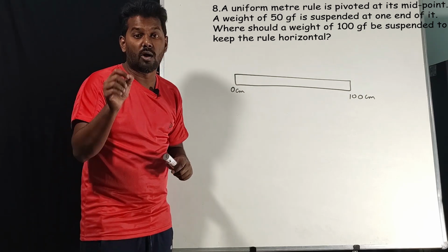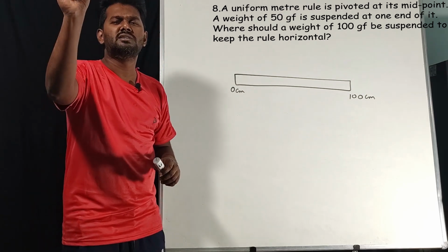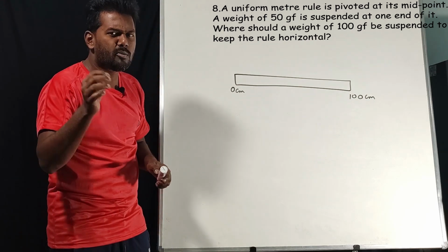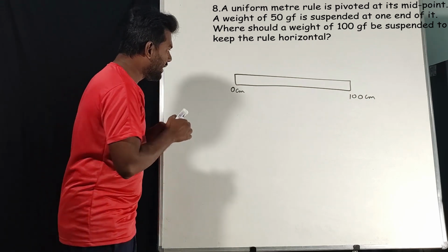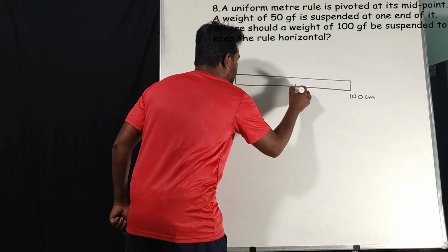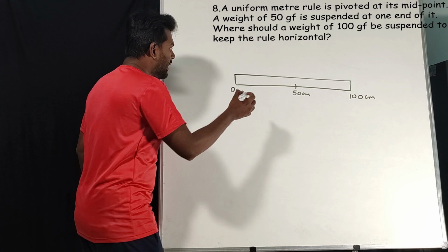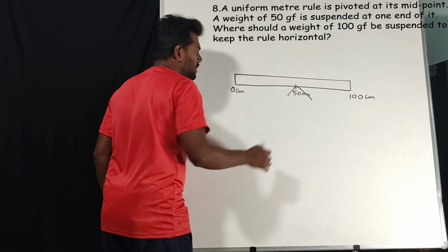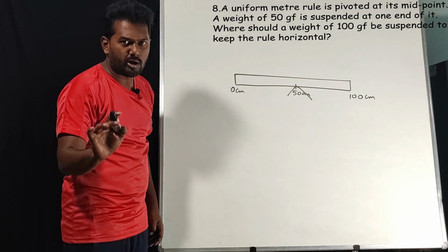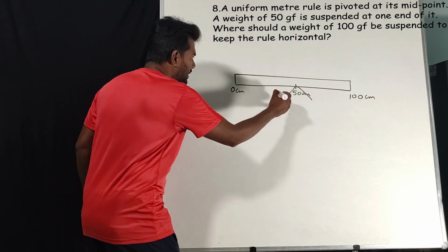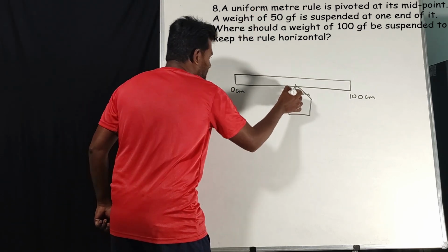Now there is one more word, uniform. This is a very important word, uniform. What do you mean by uniform meter scale? That means exactly at center, 50 centimeter. If you keep any pivot point, you know what is the meaning of pivot point? Pivot point, or if you keep any knife, here exactly at the center.